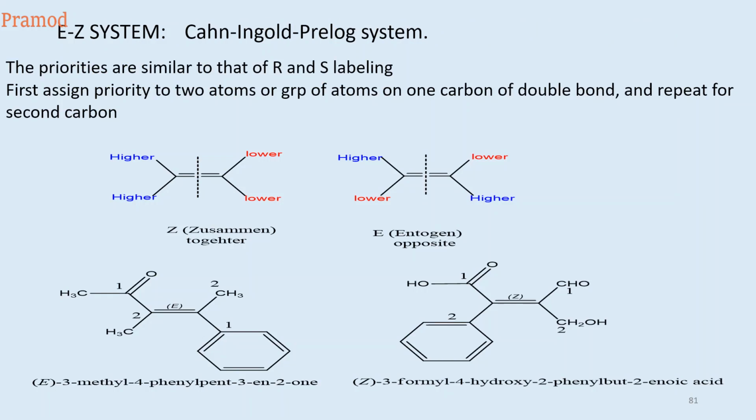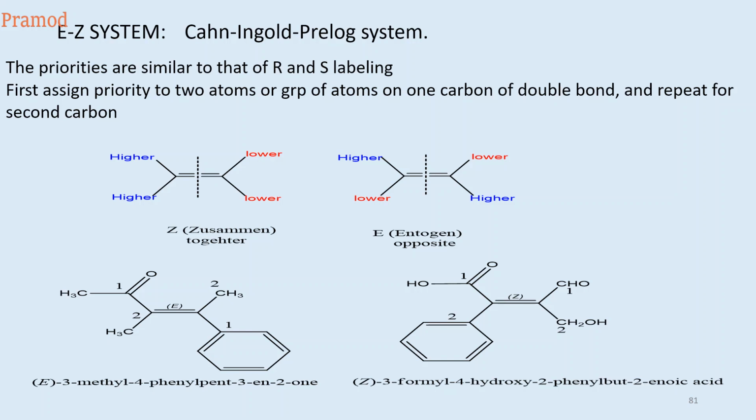Now let's go for E and Z. It is similar to the R and S of your stereo enantiomers. It is the same way for E and Z. It was given by Cahn, Ingold and Prelog. They gave the IUPAC naming system. The properties are similar to your R and S labeling.